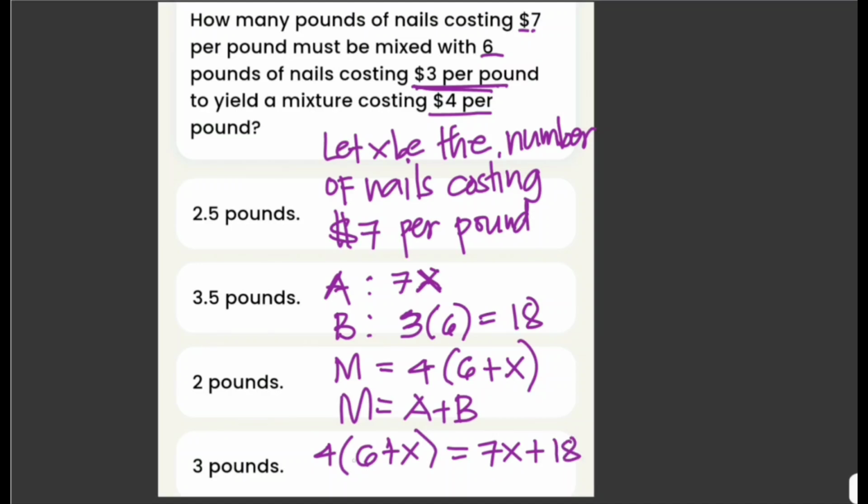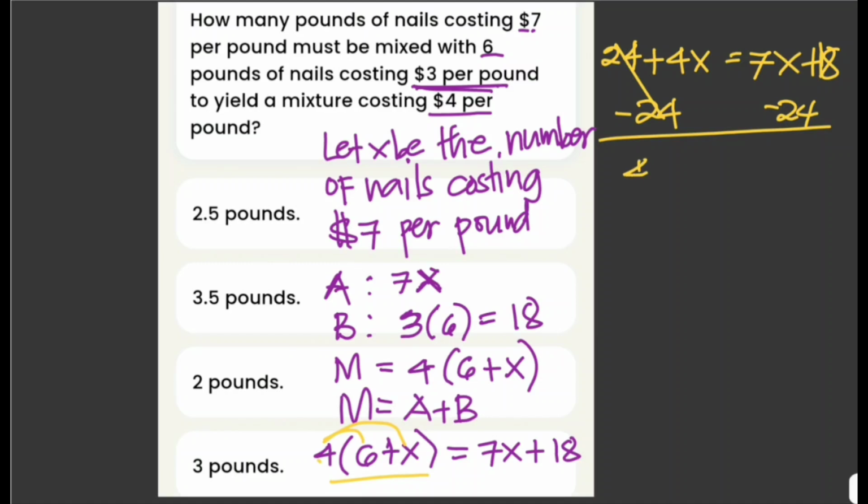Then we can solve this algebraically. So let's simplify the expression on the left first. We distribute 4 to 6 plus x. That would be 4 times 6 plus 4 times x. So that would be 24 plus 4x equals 7x plus 18. And then we group like terms. We subtract 24 from both sides of 18. So this cancels out, and we're left with 4x equals 7x minus 6, because 18 minus 24 is negative 6.